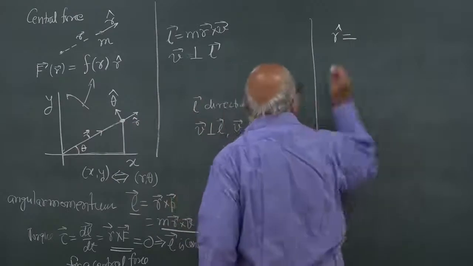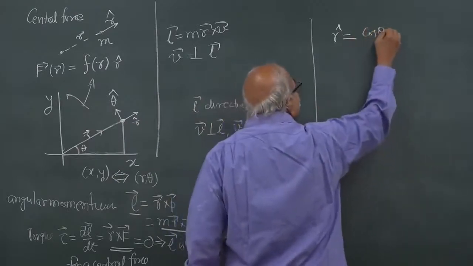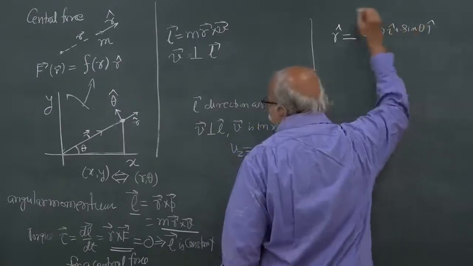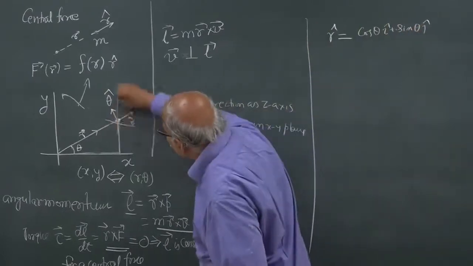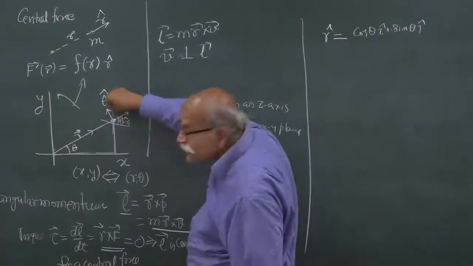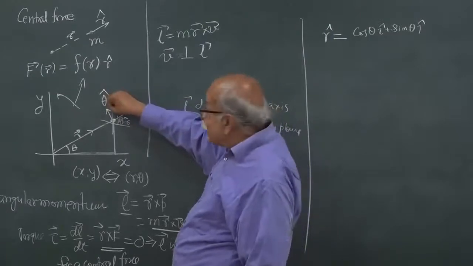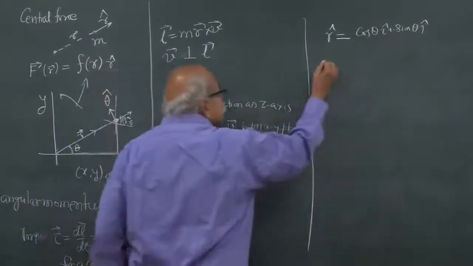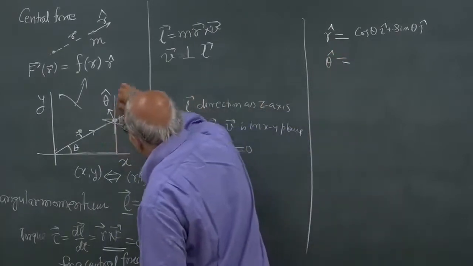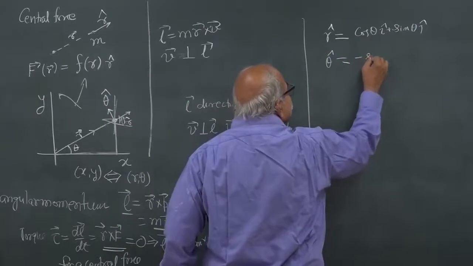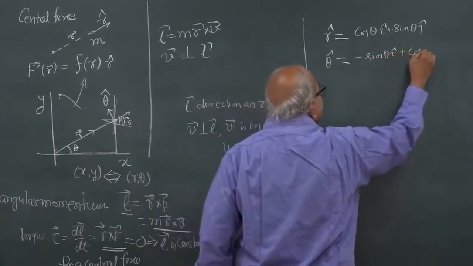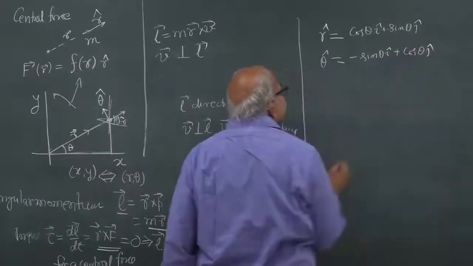So, I can write this r cap as cos theta i cap plus sin theta j cap. Verify, this angle is theta, this angle is theta, and so this unit vector has cos theta this component and sin theta that component. And theta cap, if you write, it has one component this side, one component that side. So, minus sin theta i cap plus cos theta j cap, that is theta cap.